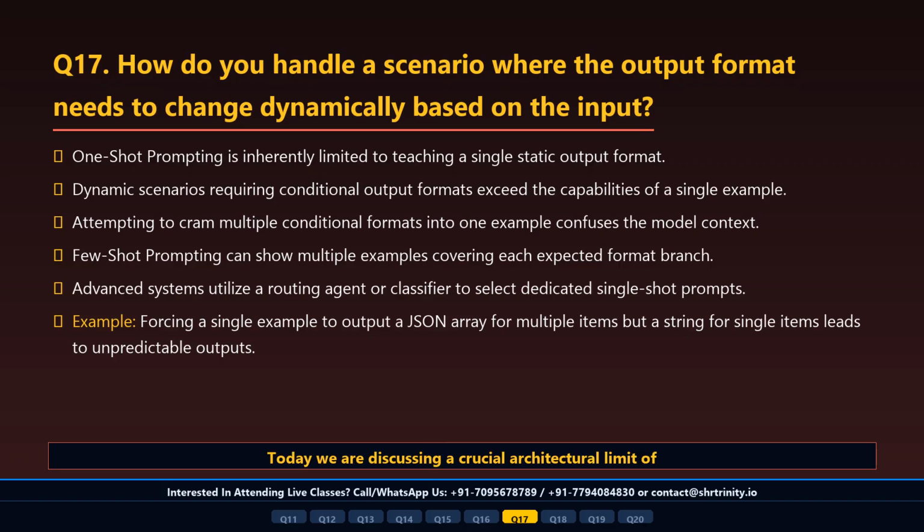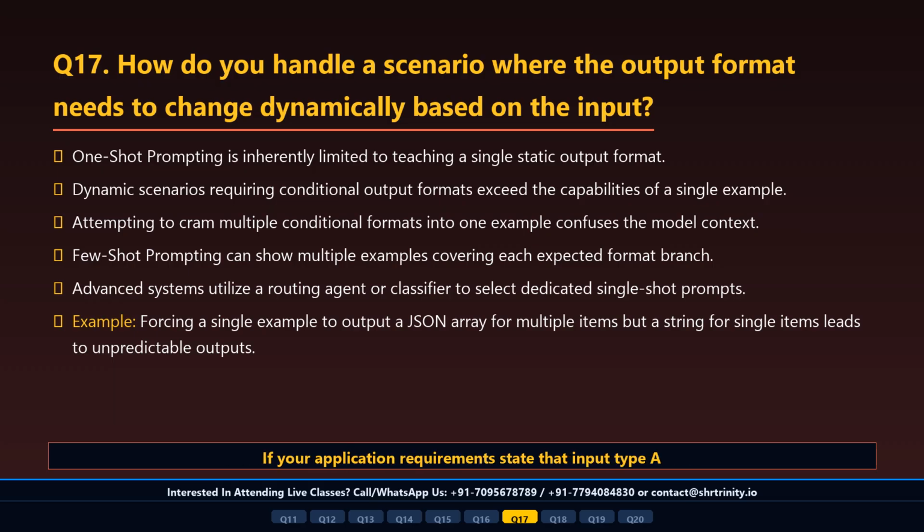Today we are discussing a crucial architectural limit of one-shot prompting, dynamic conditional output formatting. Senior prompt engineers know not only how to apply a technique, but also when not to use it. A single example inherently establishes one static output schema. If your application requirements state that input type A must yield JSON while input type B must yield XML, attempting to capture both logic branches within one single-shot example will fail. The model will become confused because it lacks sufficient examples to learn the conditional switching logic. Let me step through our example to clarify this failure mode.